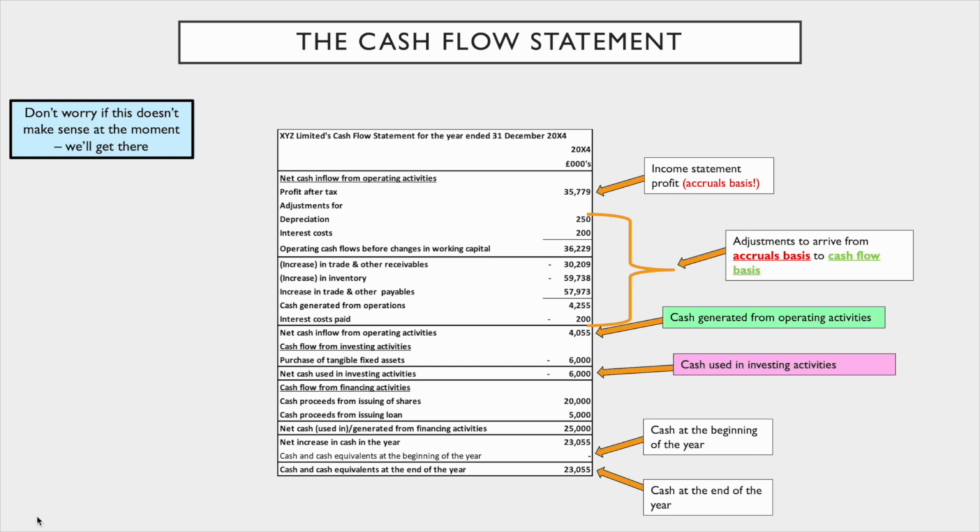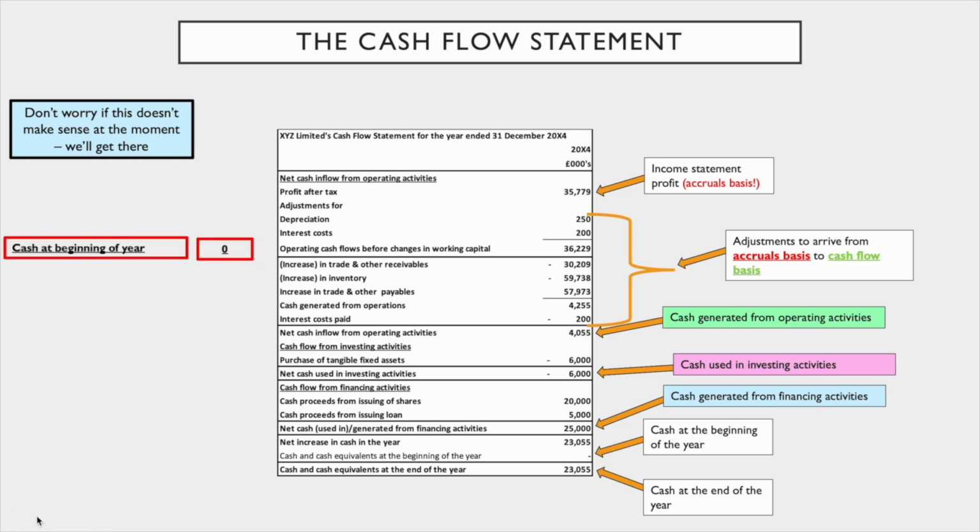And then our third classification in the cash flow statement is cash generated from financing activities. So in this case here, in terms of financing the business, there's cash raised from issuing shares and cash proceeds raised from issuing debt. So that was 25 million in this case.